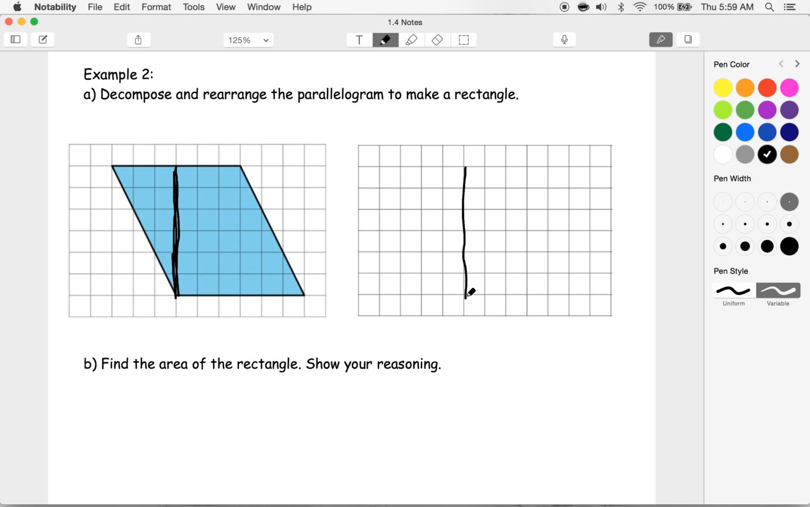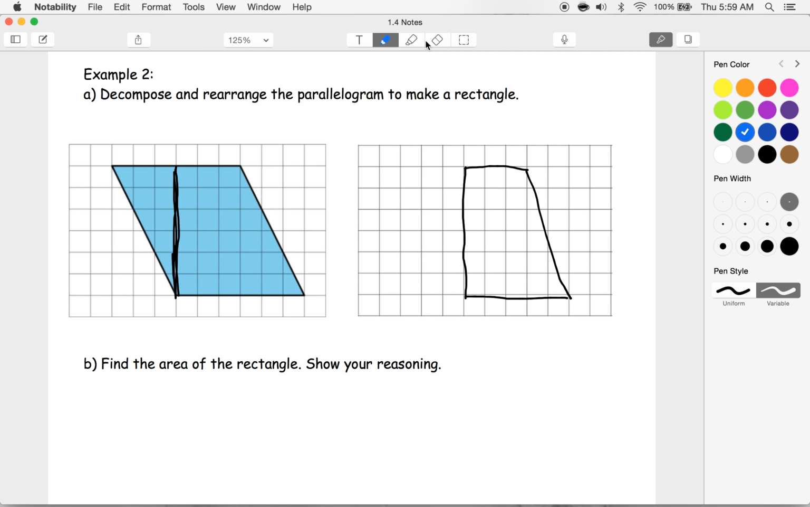Let me count. 1, 2, 3, 4, 5. And then it goes down. Let me redo that line. That line was not right. Oh my goodness. Okay. So this is what my shape would look like if I cut off the triangle.